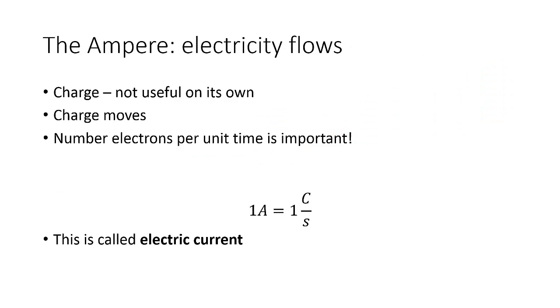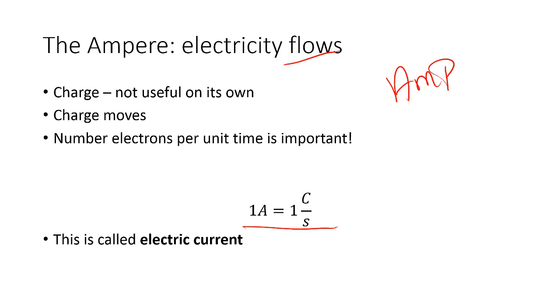To do that, we introduce a new unit called the ampere, or the amp. You'll hear very, very commonly they're known as an amp, which is short for ampere. And this is how electricity flows. So charge, like I said, on its own is not very useful. There are some times in which we will be using just charge, but the fact that charge is moving and has energy through movement is really what we're concerned about. So the number of electrons per unit time is really what's important in many of our discussions. So this is the ampere, and it's defined as 1 coulomb per 1 second.